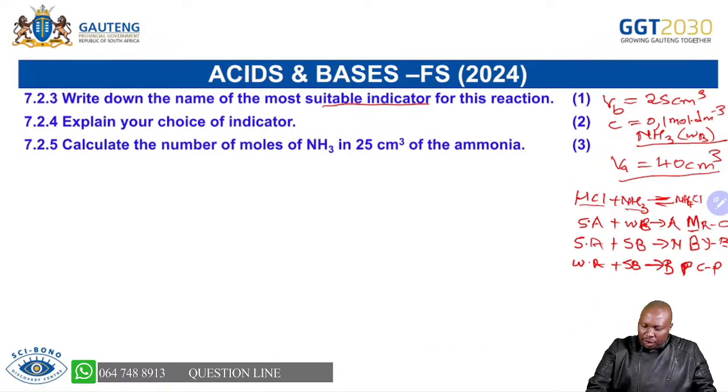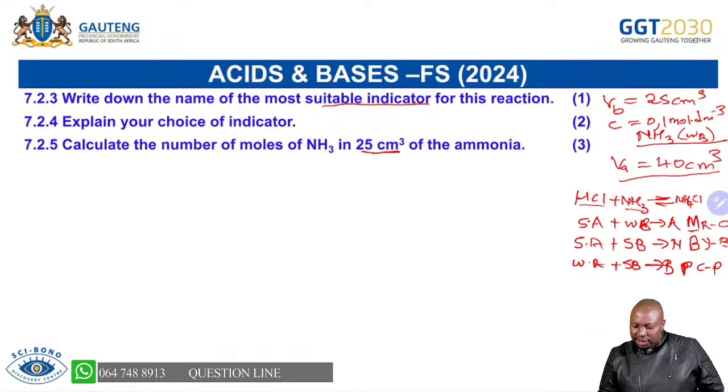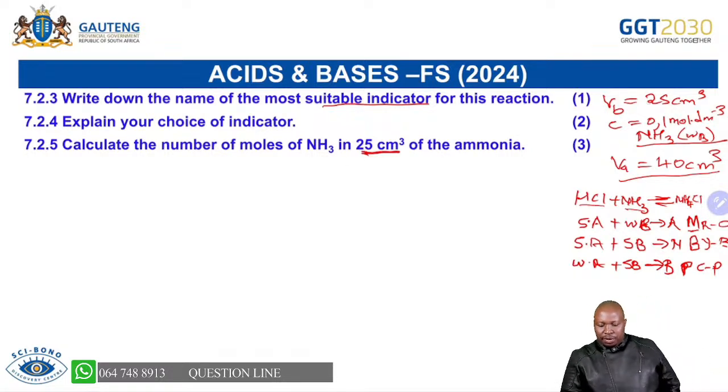Now, we start with the calculations. The question says, calculate the number of moles of ammonia in 25 cubic centimeters of the ammonia. So they want you to calculate the number of moles. So this one, you can see that I have the volume of the base, which is ammonia, it's 25.